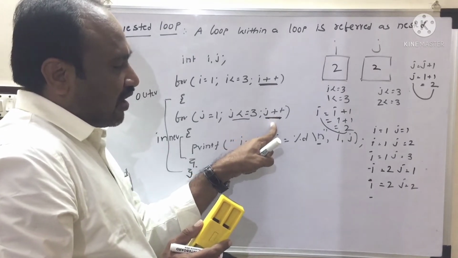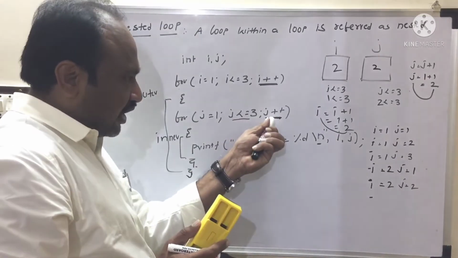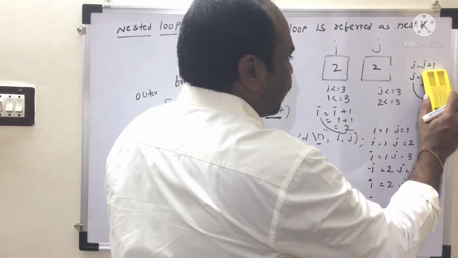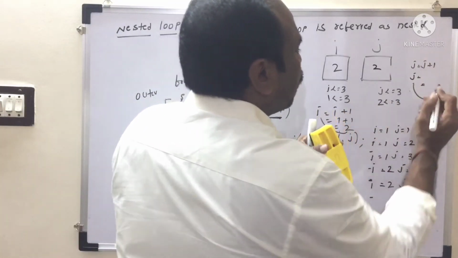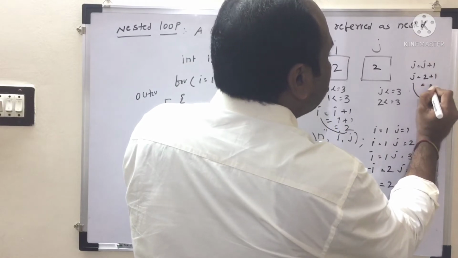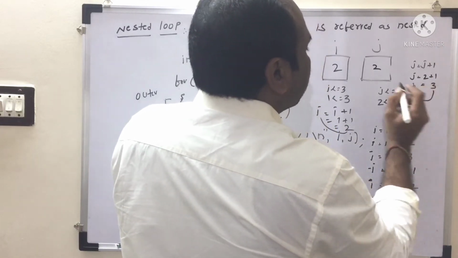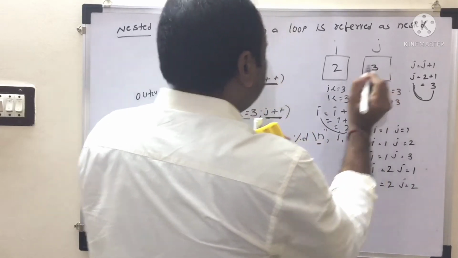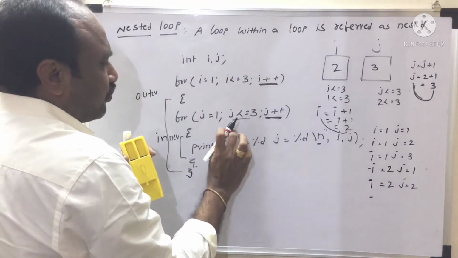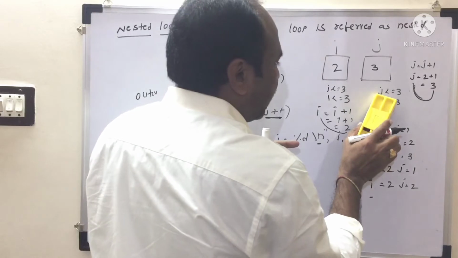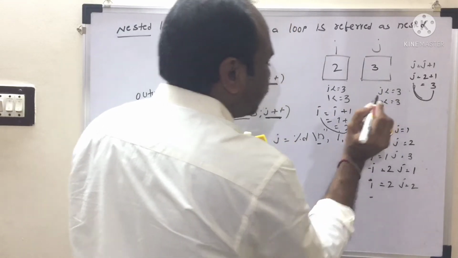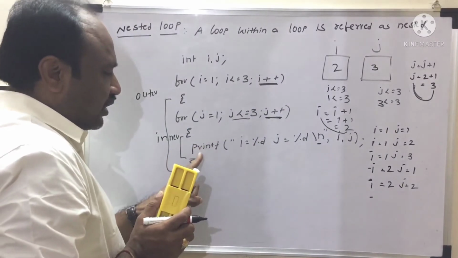increase or decrease the value in the inner for loop. Here we are increasing the value. j++, j equal to j plus 1. Substitute the value. j value 2 plus 1. What is the value of j? 3. Now j value becomes 3. Check the condition in the inner for loop. j less than or equal to 3. 3 less than or equal to 3, condition true. True means come here.